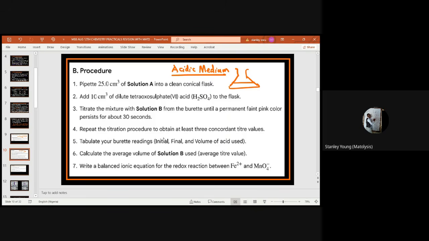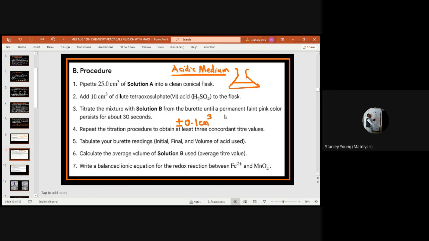Repeat the titration procedure to obtain at least 3 concordant titer values. What do they mean by concordant titer value? In advanced chemistry, most times, our titer values should be within plus or minus 0.1 cm³ difference.